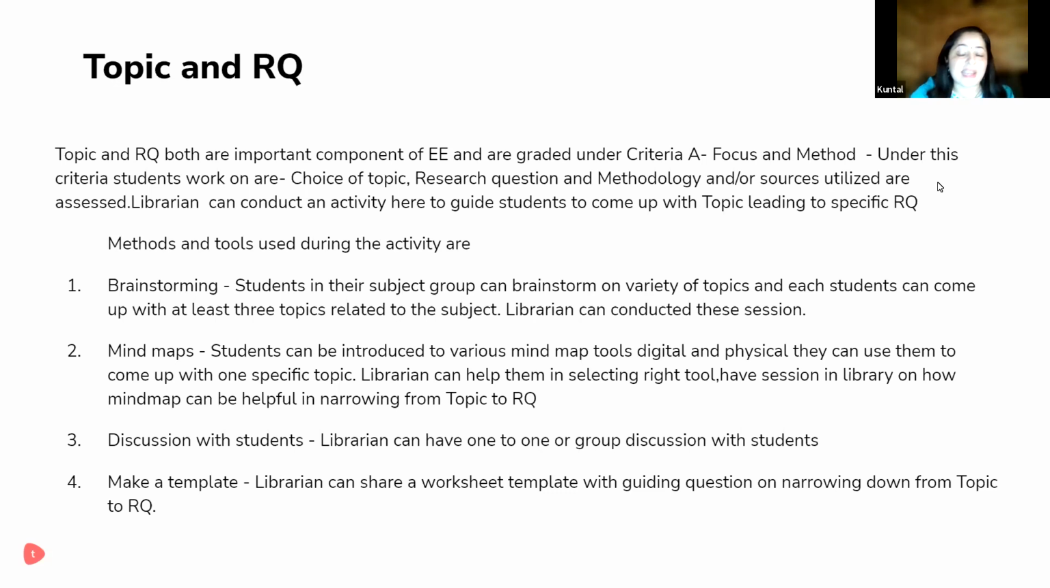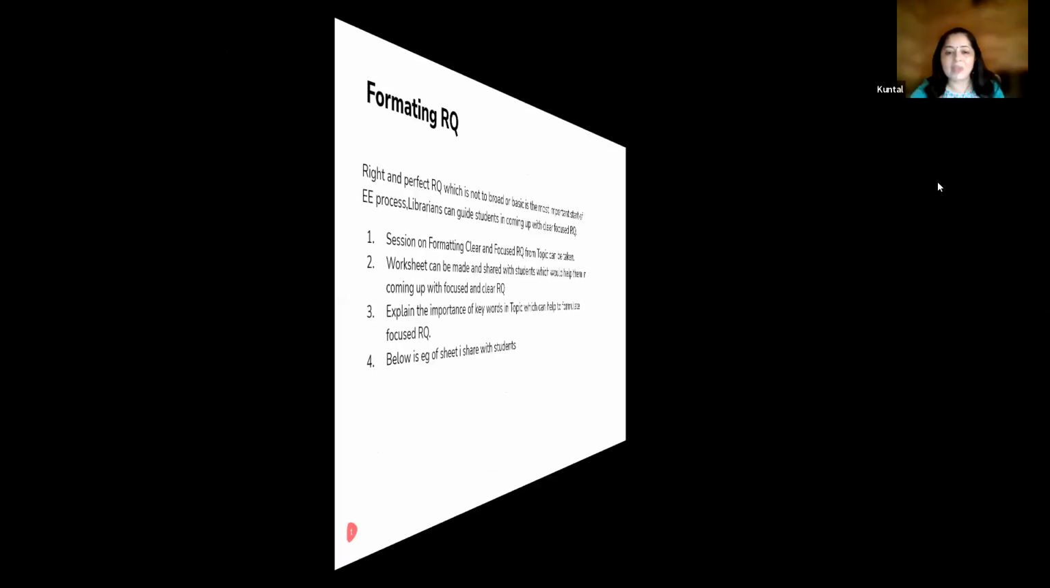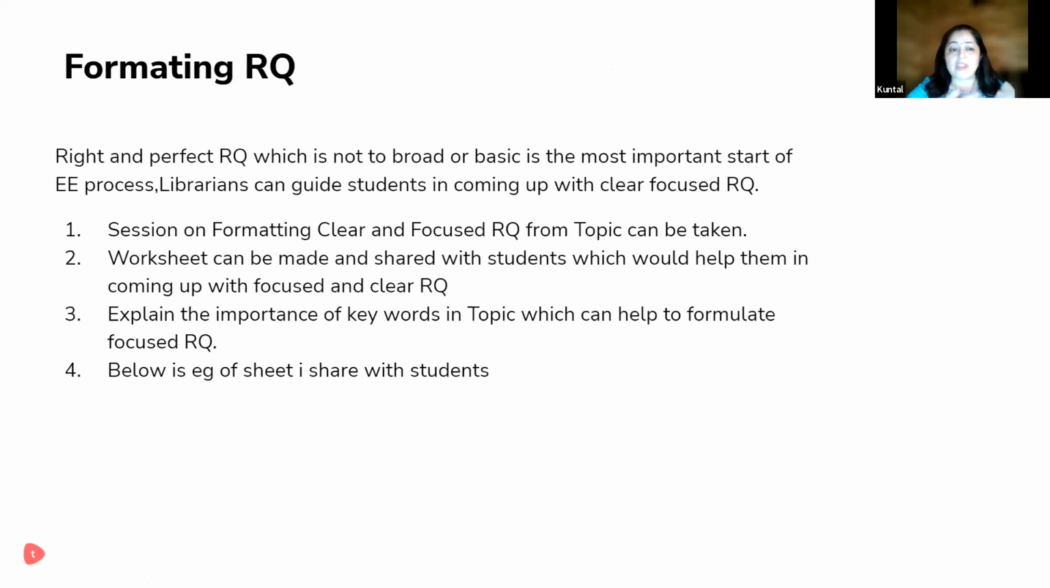So this would be a second session with the students on topic and RQ. We would formulate an RQ again as a challenge, again criteria A, where we come up with a very specific RQ from a broader topic. Here, as a librarian, I do sessions with students to decide on an RQ which is not too broad and not too basic, because the RQ is the base. A good RQ is one which gives a very good answer, and that's our extended essay of 4,000 words. So to get a very good answer, we need a very good research question. And we as librarians can really support them.